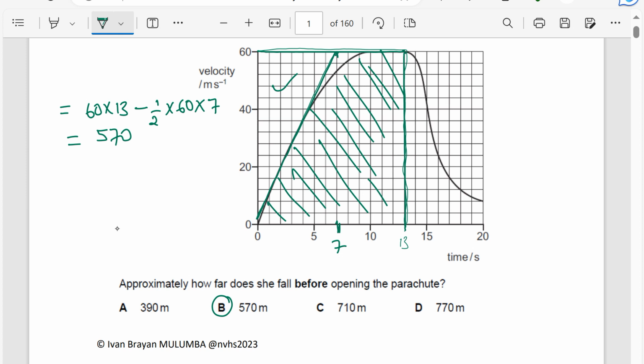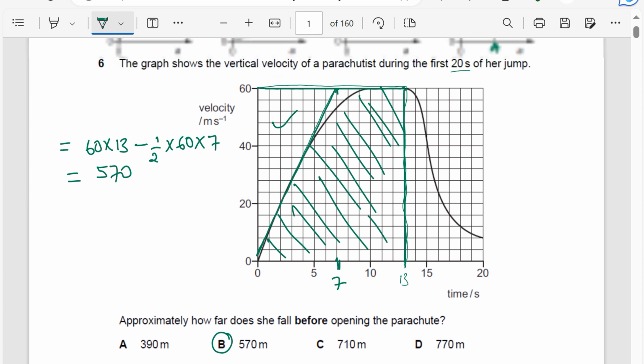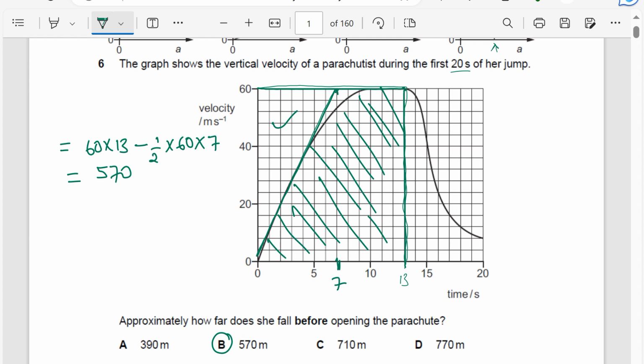We just get the area under that part. You could have a different method of finding that area. Of course, you notice that I've not considered this part here. I've not subtracted this part here, but remember this was approximate. So the answer will be B.